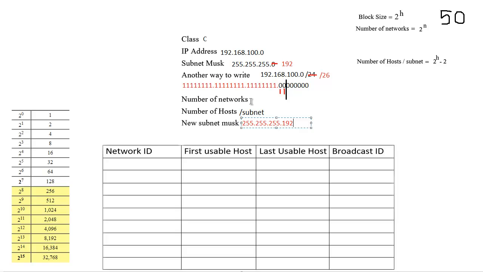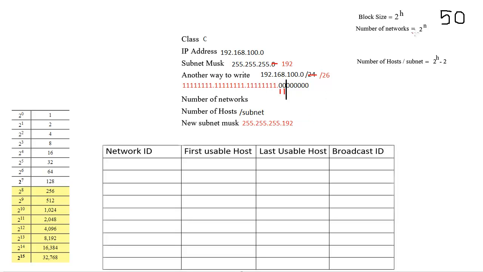What is the number of networks? So now how many subnets will we get? We have a formula that number of networks is equal to 2 to the power n, where n is the number of ones. So how many ones do we have here? We have 1 and 2. So why are we not counting these other ones? Why are we taking only these 2 ones? Because this is a class C IP address. In a class C IP address, the first 3 octets do not participate in subnetting, so only the 4th octet participates. So that's why we are counting only these 2 ones, not those 3 octets.